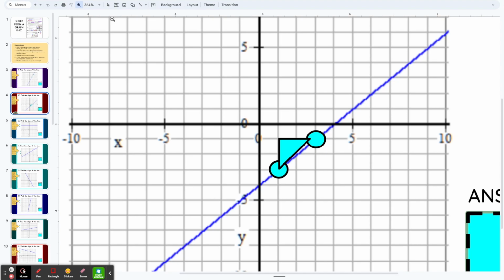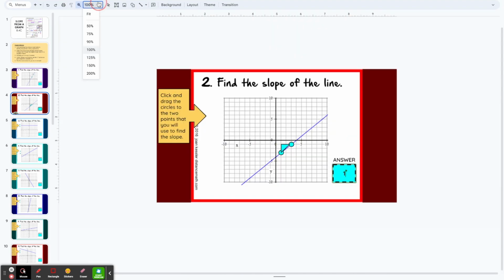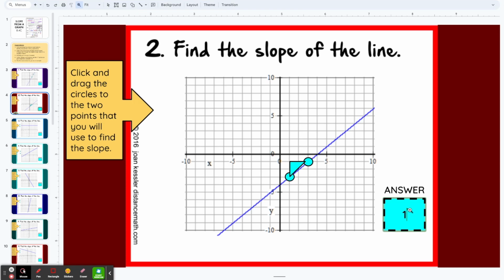So let me zoom out so you can see that a little bit better. You'll see right here that I typed, once again, just so it's easier to see, 2 over 2, which is the same thing as 1. That is how you do this assignment, y'all.